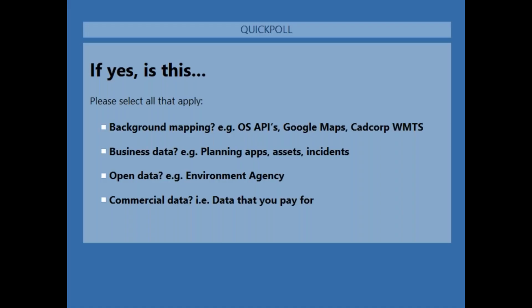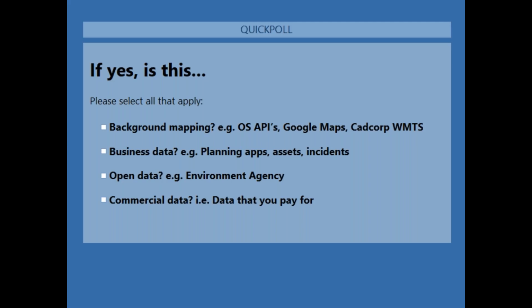of those services, do you use any of these for background mapping, like your Ordnance Survey OS APIs, Google Maps, APGB data? Do you use it for business data, i.e. your planning applications, assets, incidents, etc. in the cloud? Do you use open data like that from the Environment Agency and other government organisations, or commercial data that you pay for?